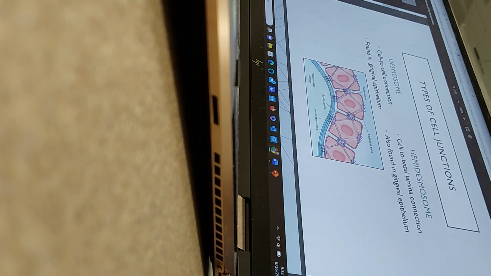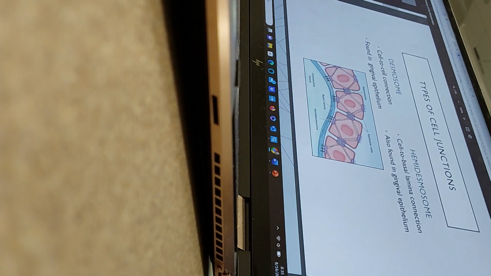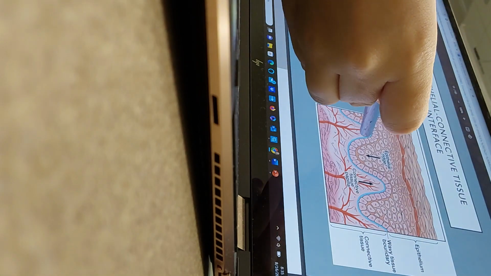What type of tissue do full desmosomes hook together? The cells, okay? Epithelial cells. What is a hemidesmosome connecting? A cell to something else. The basal lamina here. Do you remember what the basal lamina is? Yeah, remember it's at the top of that wavy interface of the connective tissue. So if you can think about that, that's how those are being held in place. That's how they're getting their structure. You got it, Matt?